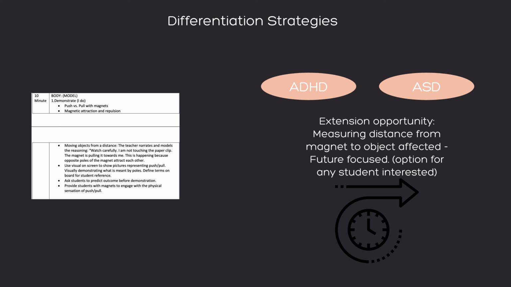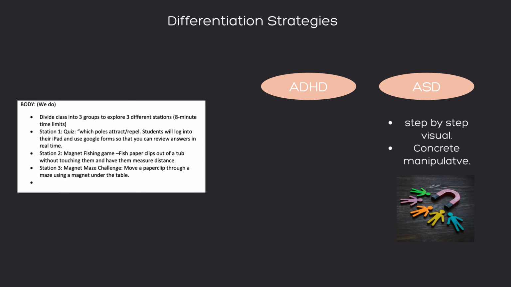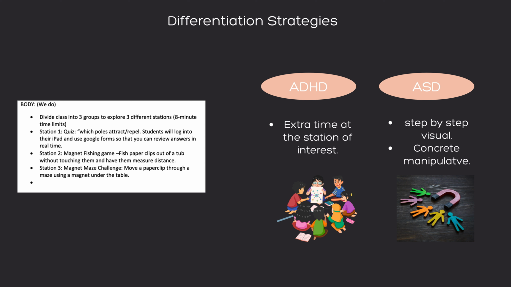You can have a student measure distance from magnet to object. During the we do stage, the ASD student will benefit from a laminated step-by-step visual to create a sense of order. Also, a concrete manipulative will be helpful because abstract may be overwhelming. The ADHD student will benefit from extra time at a station of interest, as it will sustain attention.